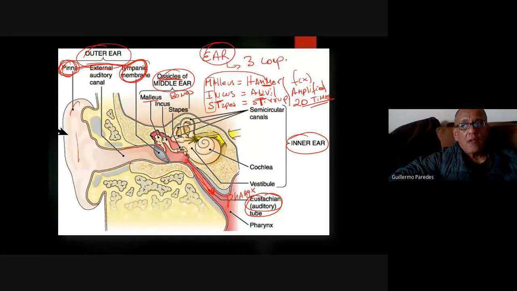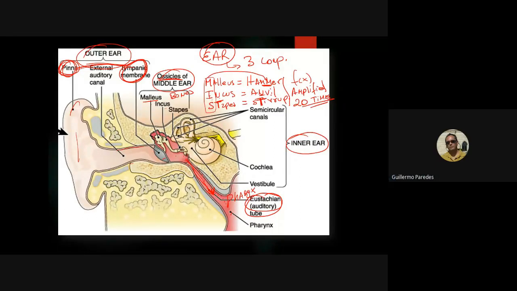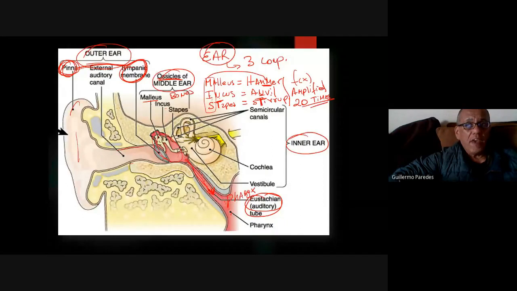When you have a cold or a flu, which is very common, the virus that is in your pharynx is going to travel all the way through the eustachian tube, or auditory tube, and infect the middle ear. So that's why the most common ear infection is the middle ear infection. Is that clear?